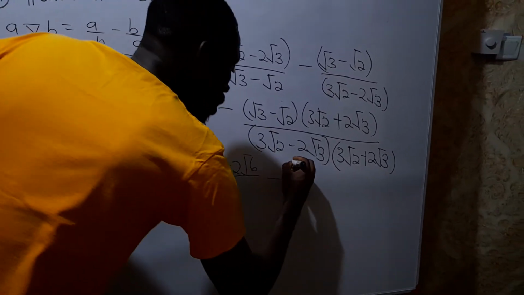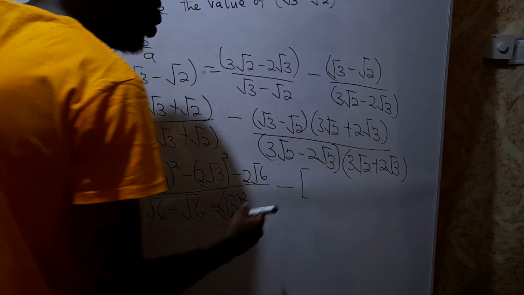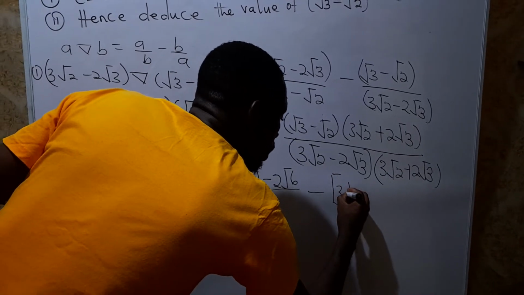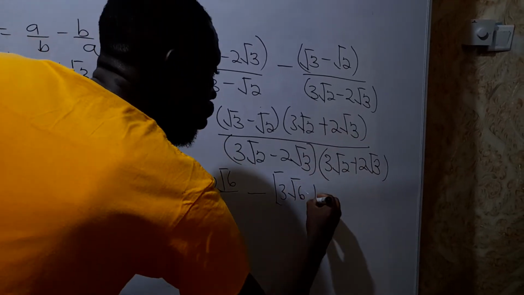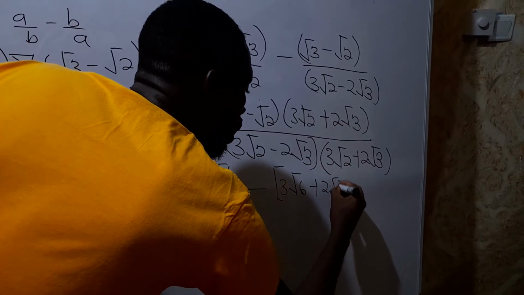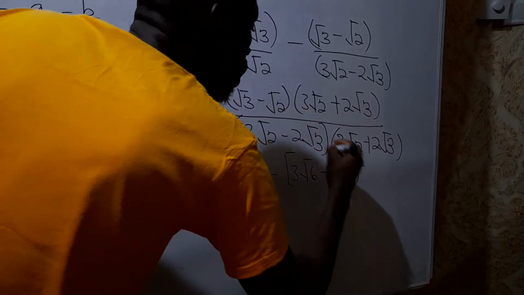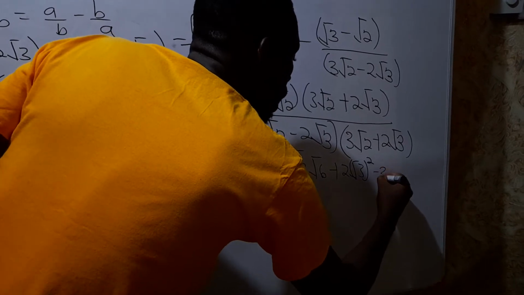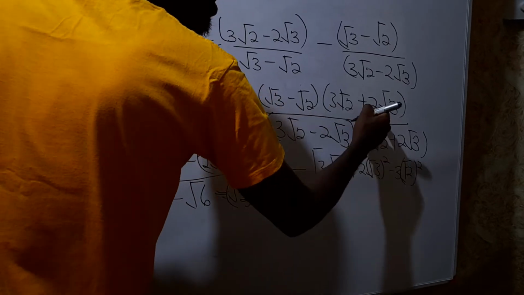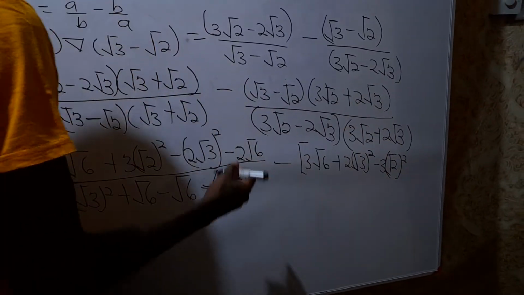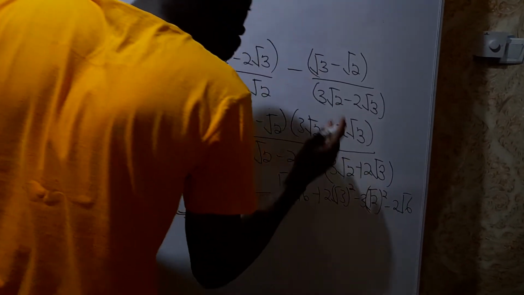So minus. Now root 3 times 3 root 2, that will be 3 root 6. Root 3 times 2 root 3 will be 2 root 3 square. Then root 2 times 3 root 2 will be minus 3 root 2 square. Then root 2 times 2 root 3, that will be minus 2 root 6 for the top.